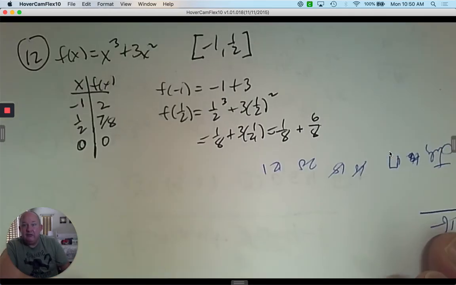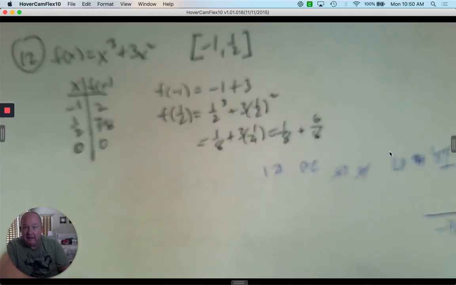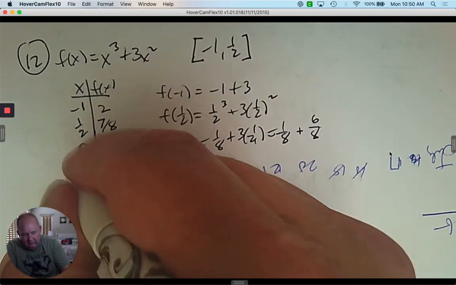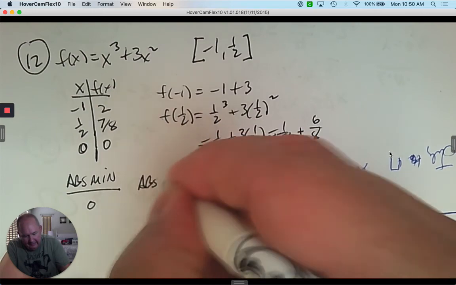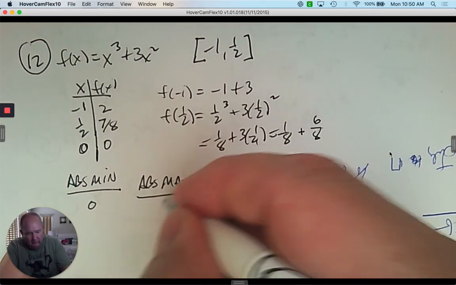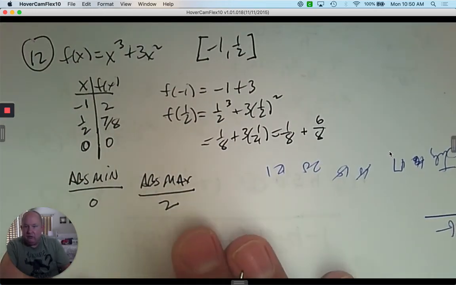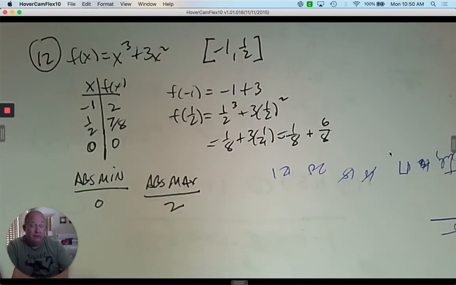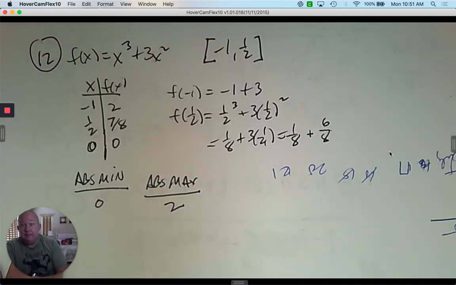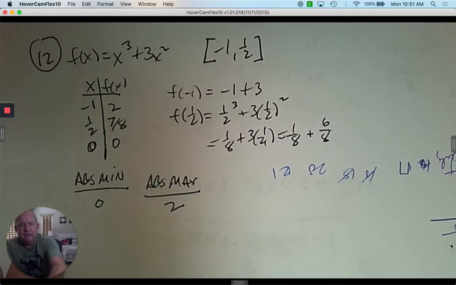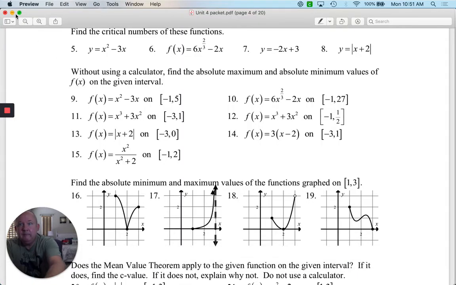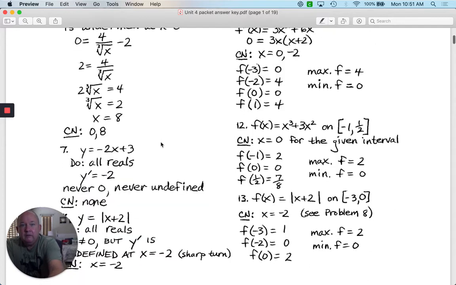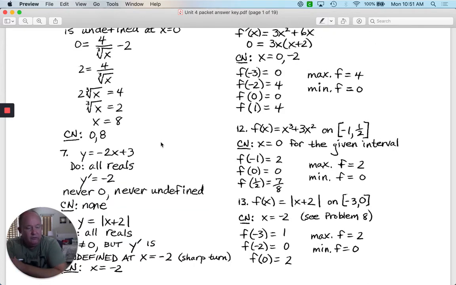And then the question is, what's the minimum and what's the maximum? So in this situation, the absolute minimum, what's the y-coordinate? The least one is 0. And the absolute max, the greatest y-coordinate, is 2. So that answer changed compared to the one before because we changed the interval. So 100% the interval matters to find the absolute minimum and the absolute maximum. Let's just double check to make sure we did it correctly. So for number 12, we said 0 and 2.